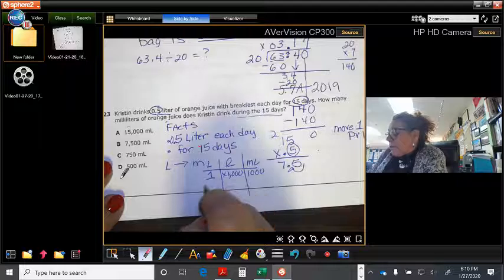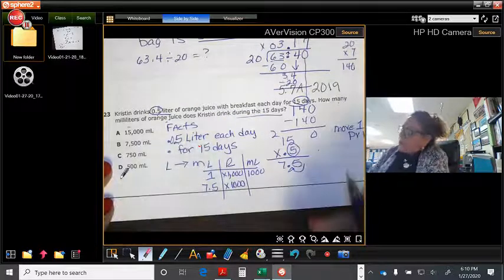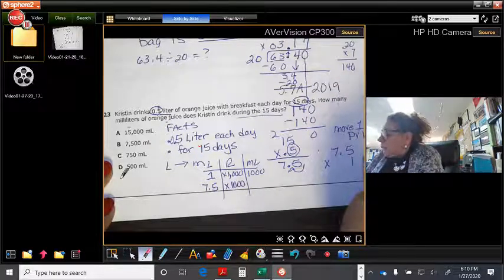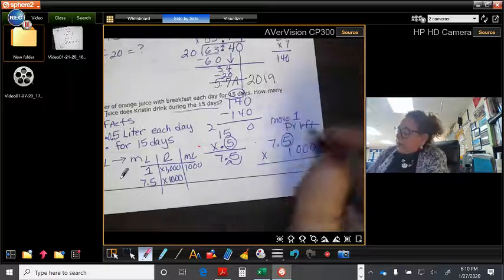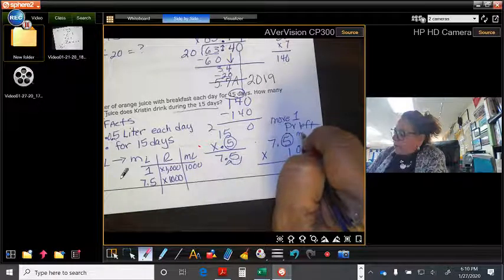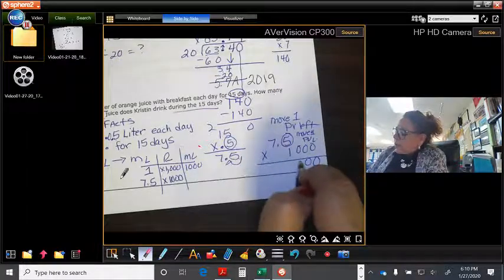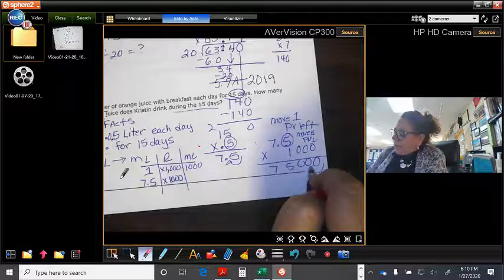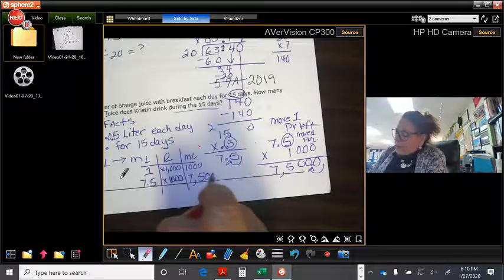Now I have 7 5/10 times 1,000. Now remember, when I multiply it by 1,000, anything multiplied by 0 is 0. So I'm going to put this on the outside. How many decimal spots am I going to move it? I'm going to move it one place value to the left. So this is 0, 0, 0. 1 times 5 equals 5. 1 times 7 is 7. Move this over. So how many milliliters does she end up drinking? 7,500 milliliters.